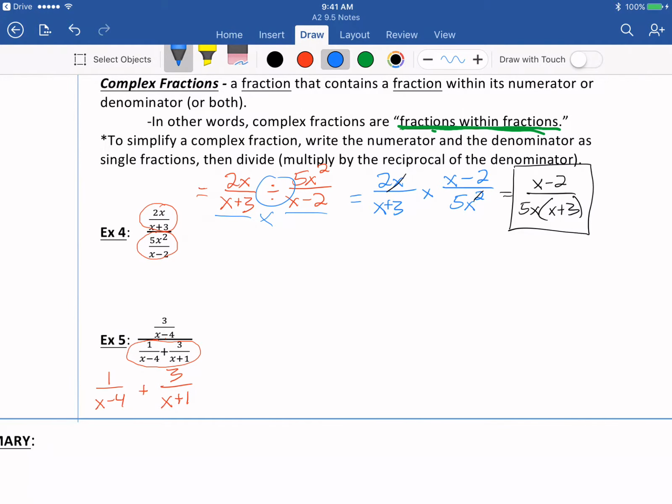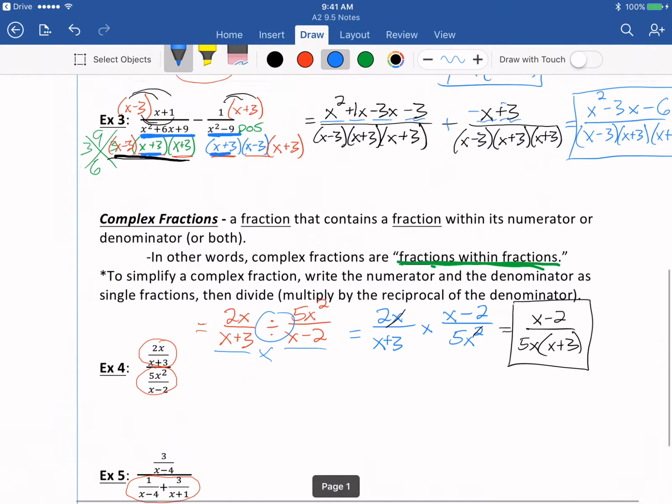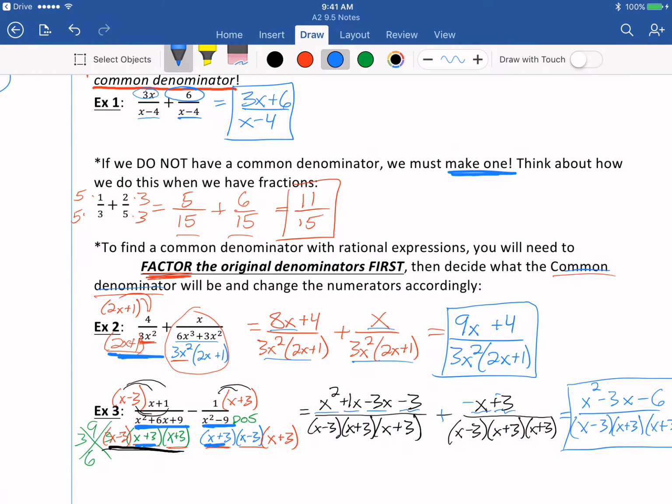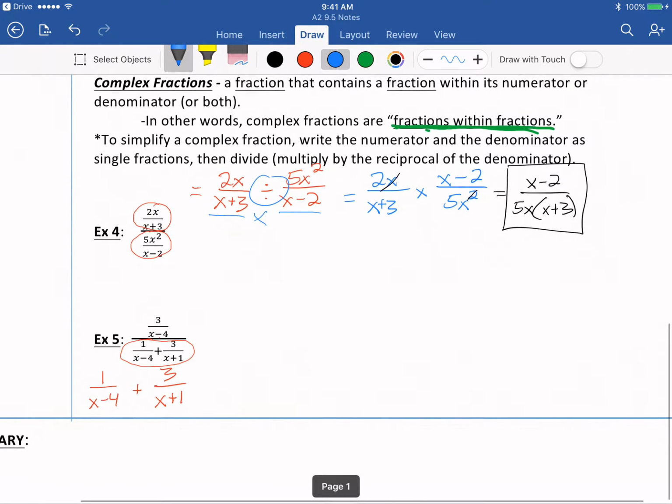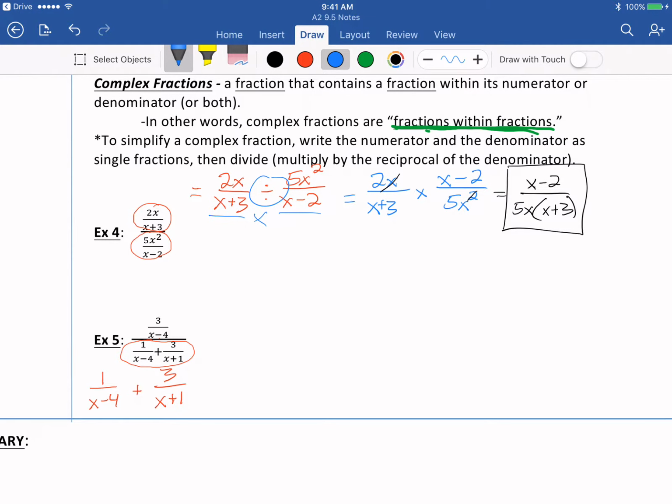Okay, in order to add those, what do I need? If I go back up here, in order to add things, I need to make these common denominators. So I find a common denominator. My common denominator between x minus 4 and x plus 1 is going to be x minus 4 and x plus 1. So I can just multiply those together to get my common denominator. I'm going to write that twice here: x minus 4 and x plus 1.